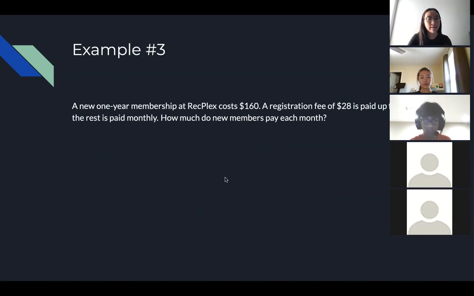Example 3, a new one-year membership at RecPlex costs $160. A registration fee of $28 is paid up front, and the rest of the membership cost is paid monthly. So how much do new members pay each month? All right, first of all, does anyone want to take a guess at what the equation would be for this scenario?